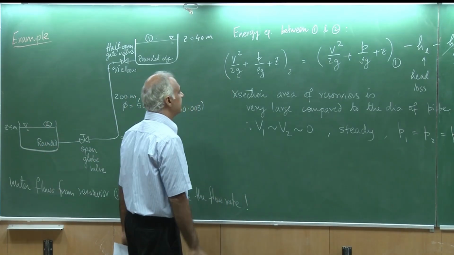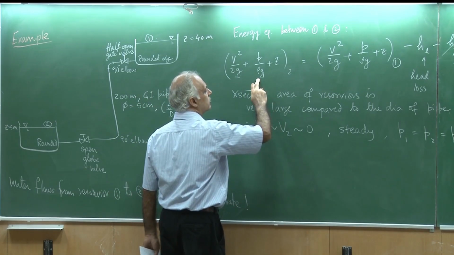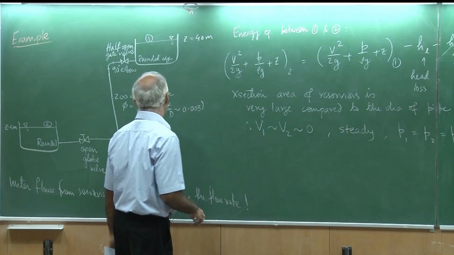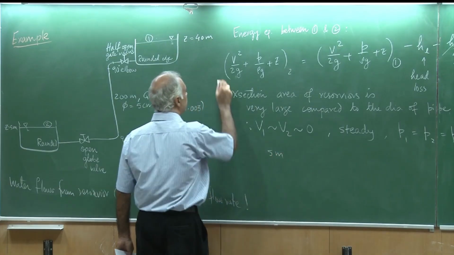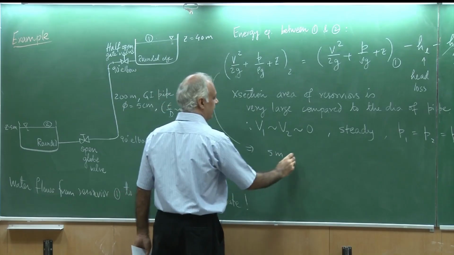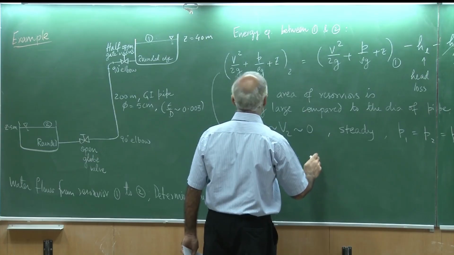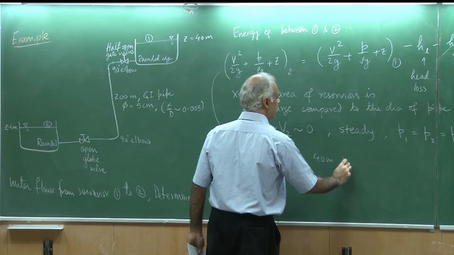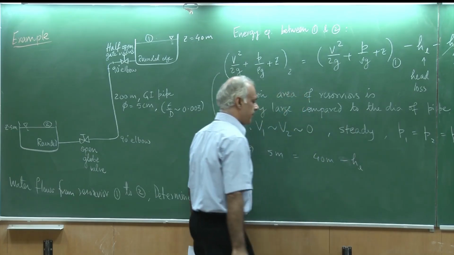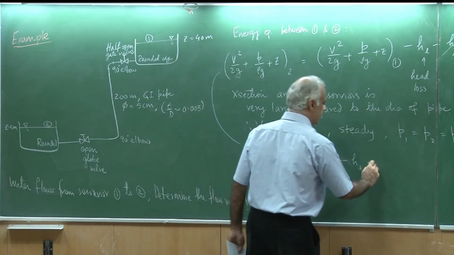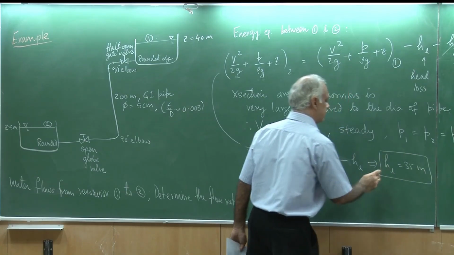If I do that, then this term goes away. Okay. This term cancels out on both 1 and 2, and so I simply get z at 2, which is 5 meter. So, this energy equation would imply that 5 meter is equal to, this term goes away, this cancels out with this, z at 1, which is 40 meter, and I have a head loss which is HL. And therefore, this implies that my head loss is 35 meter. Okay.